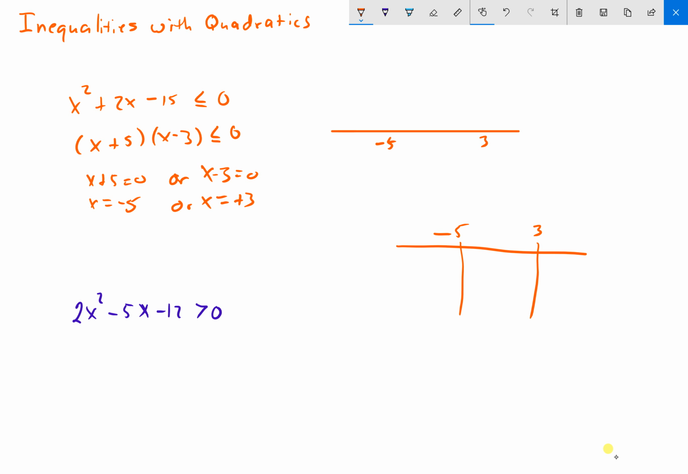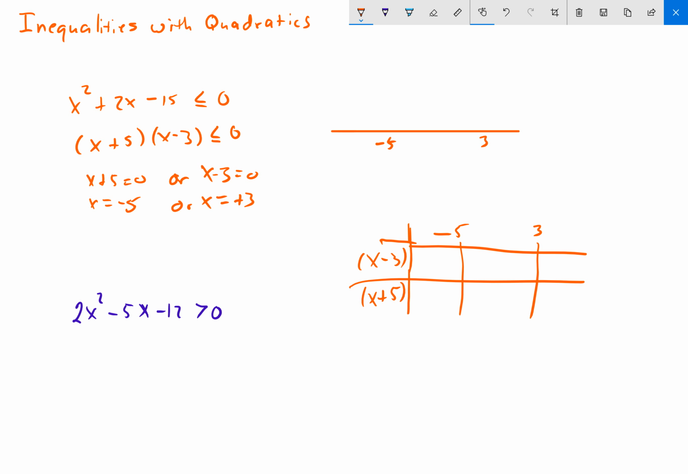And what I'm going to do is I'm going to say x minus 3 as one of my values, x minus 3, and then x plus 5 is another value.